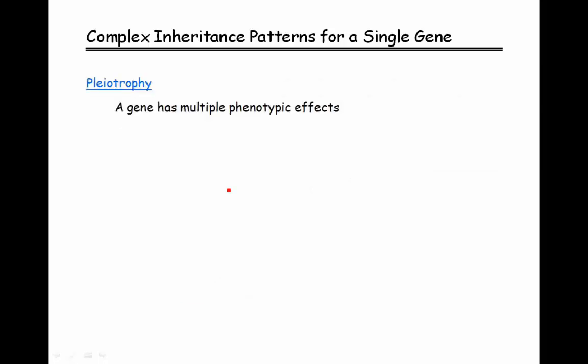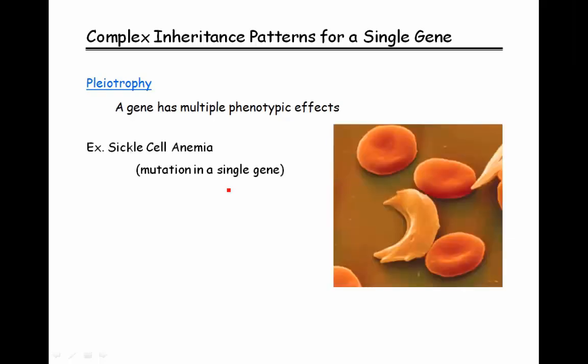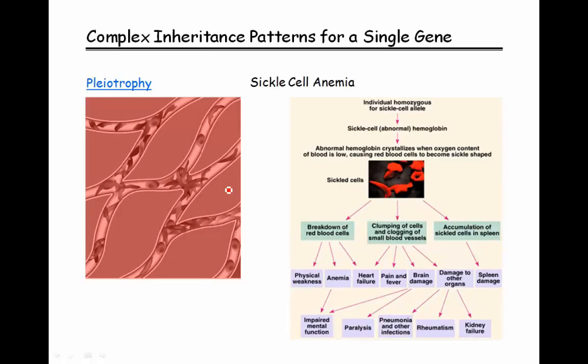We talk about some other cases with regards to genetics. Pleiotropy is when we have one gene that has multiple phenotypic effects. A good example of this is sickle cell anemia, which is something we've looked at a number of times already. Sickle cell anemia is caused by a mutation in a single gene, so a change in the DNA sequence, which does affect the shape of the protein. Now, the shape of the protein itself is a phenotype. The fact that it changes the shape of the red blood cell is a phenotype.